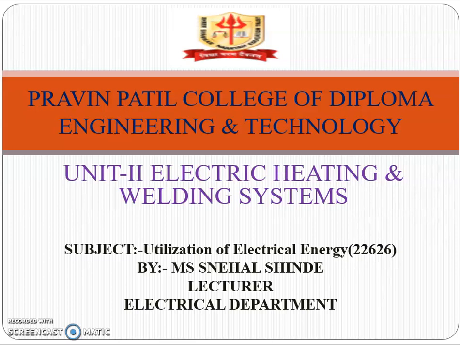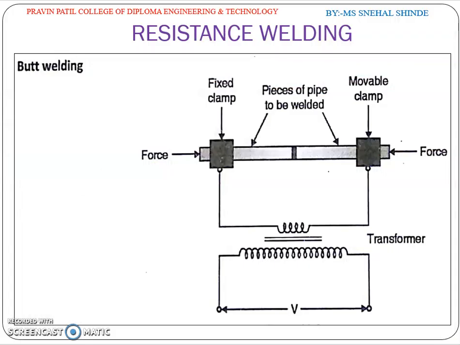Subject is Utilization of Electrical Energy. Subject code 22626. Unit 2: Electric Heating and Welding System. So in this video we will see resistance welding, that is the types of electrical resistance welding. We will see the types one by one.